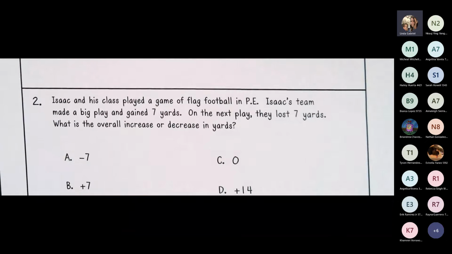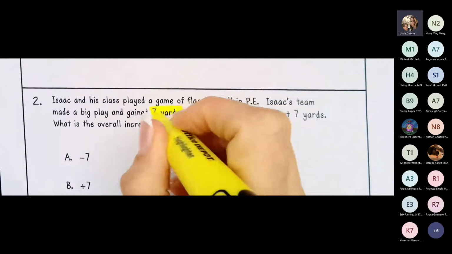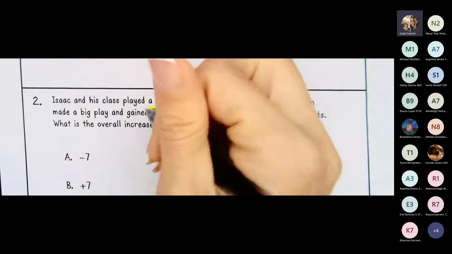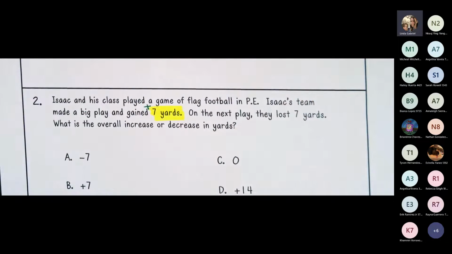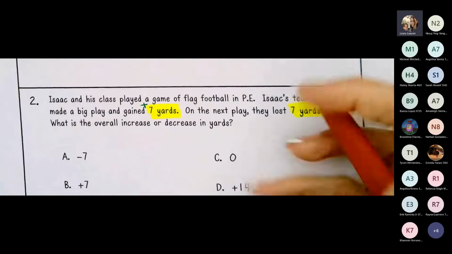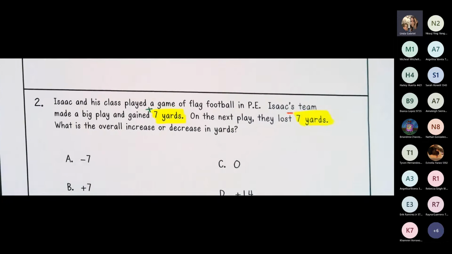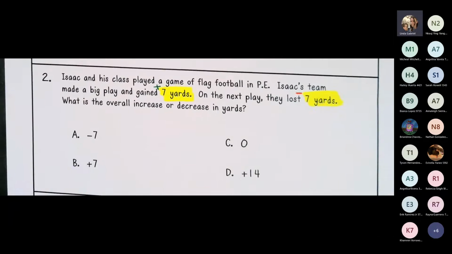So number 2, Isaac and his class played a game of flag football in PE. Isaac's team made a big play and gained 7 yards. So if we gain 7 yards, we have positive, right? On the next play, they lost 7 yards. Okay, so that tells us we have a negative in here, right? What is the overall increase or decrease in yards?